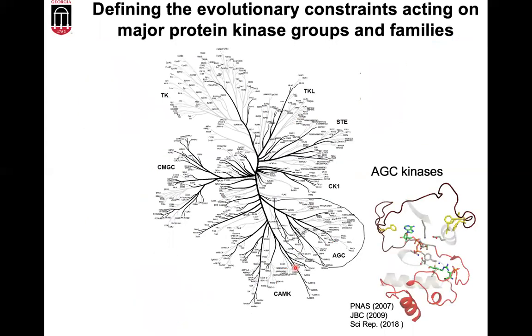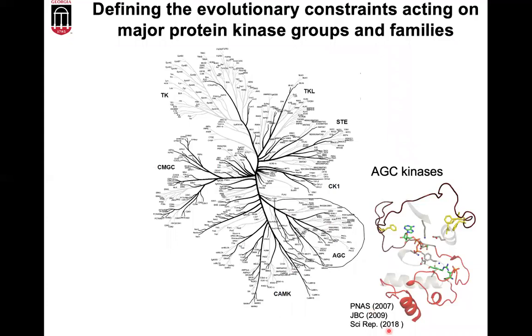Our hypothesis, or our working premise for a number of years, has been that these underlying mechanisms of unique modes of kinase regulation are encoded in primary sequences, and that by systematically comparing and contrasting evolutionarily related kinases, we can tease out those features that contribute to unique modes of regulation.